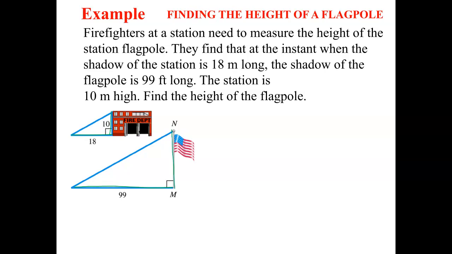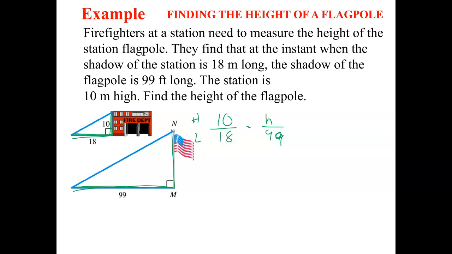Since they're measuring the shadow at the same time, it has to be a proportional relationship. And since they know the height of the fire station, we can write a ratio of the height over the length. Here's height, here's the length. We've got the fire station on one side, and it corresponds to the height of the flagpole and the length of its shadow. So I know the shadow has a length of 99 meters. I need to find the height of the flagpole.